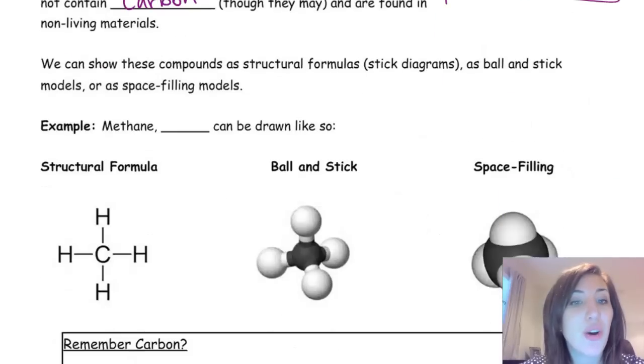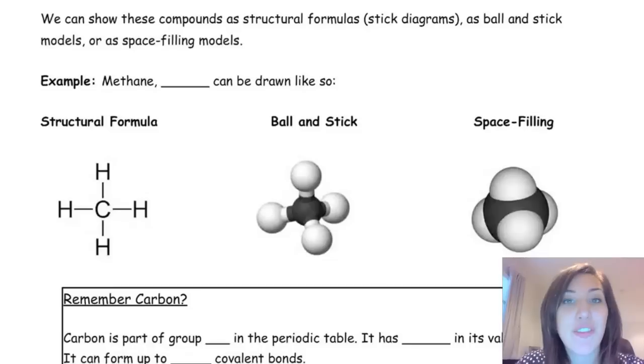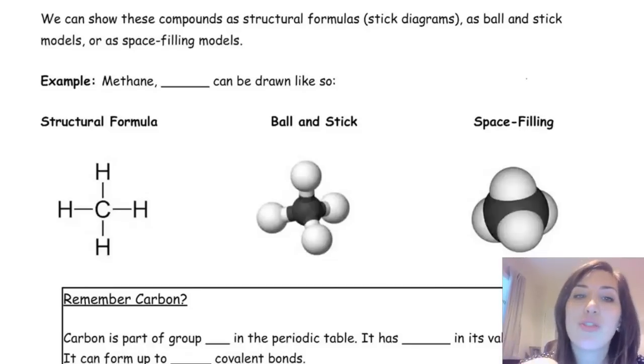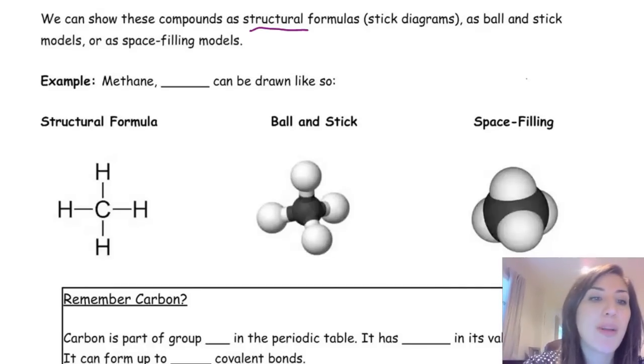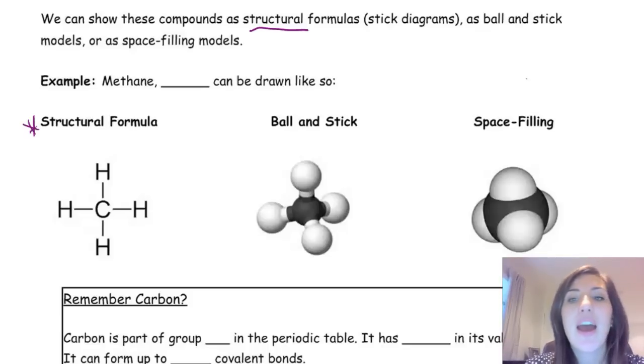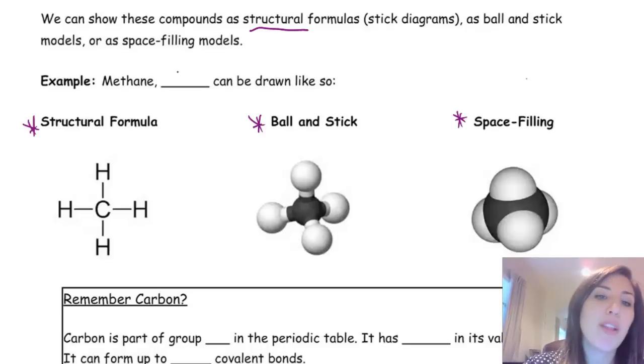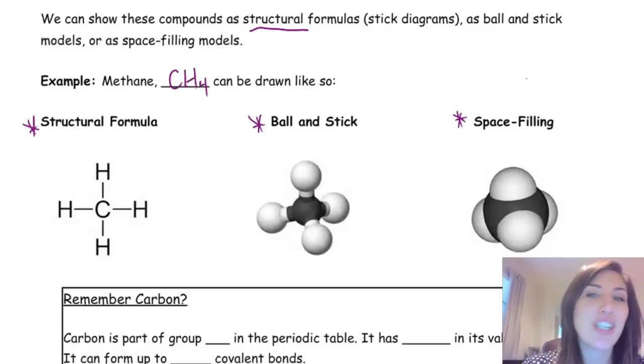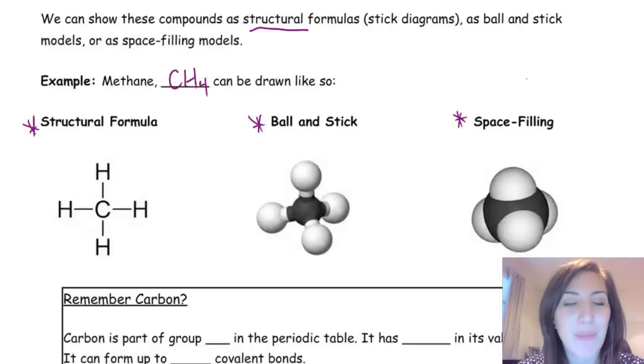So we can show organic compounds in a few different pictorial ways. One of them is structural formulas, or stick formulas, and that's here, the first one. Ball and stick model, that's this one, or space filling model. So we'll talk about all of these with our example of methane. Methane is CH4, we learned in chapter 4.